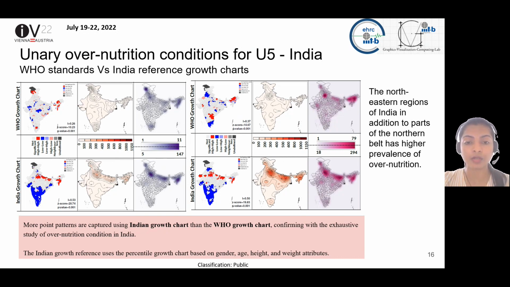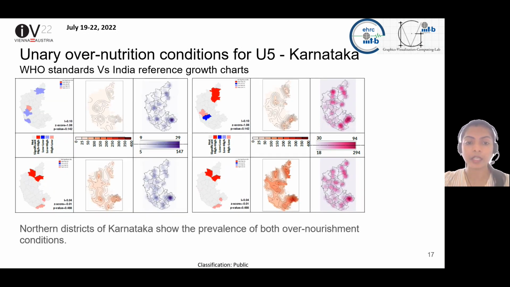The northeastern regions of India, in addition to parts of the northern belt, have a higher prevalence of overnutrition. Here we compare the similar unary overnutrition outcomes in Karnataka. Northern districts of Karnataka show the prevalence of both overnourishment conditions.